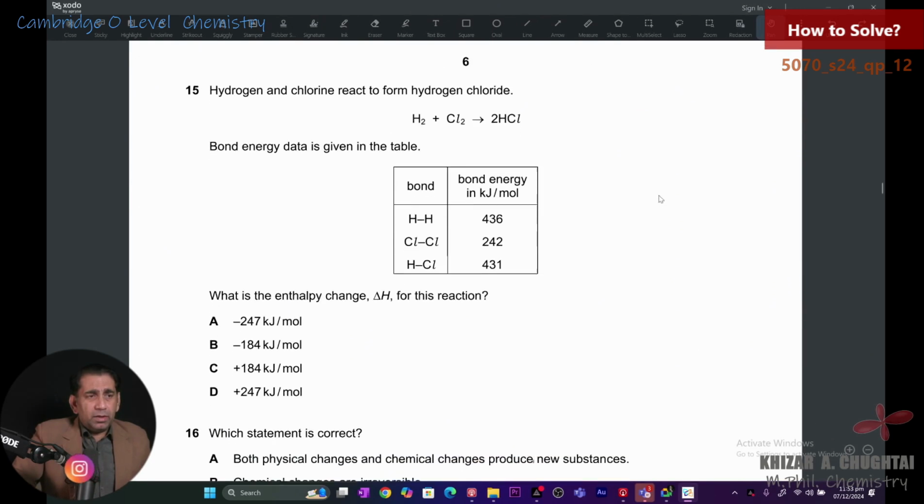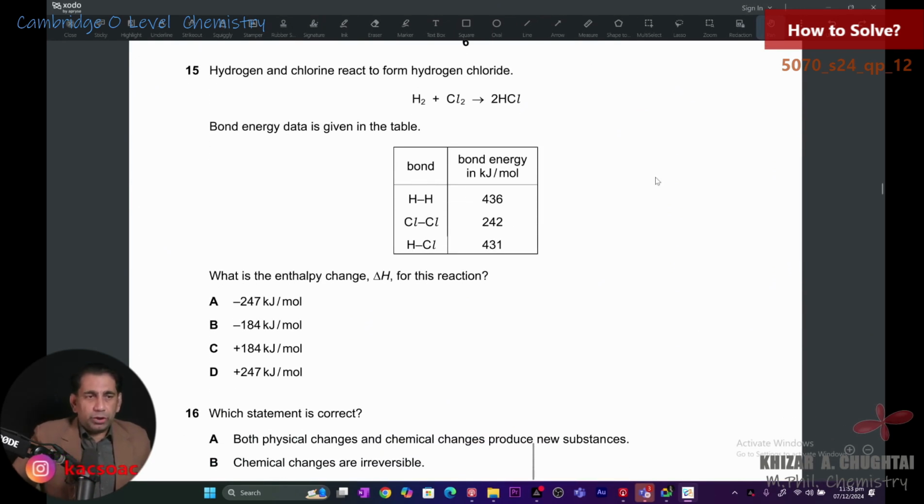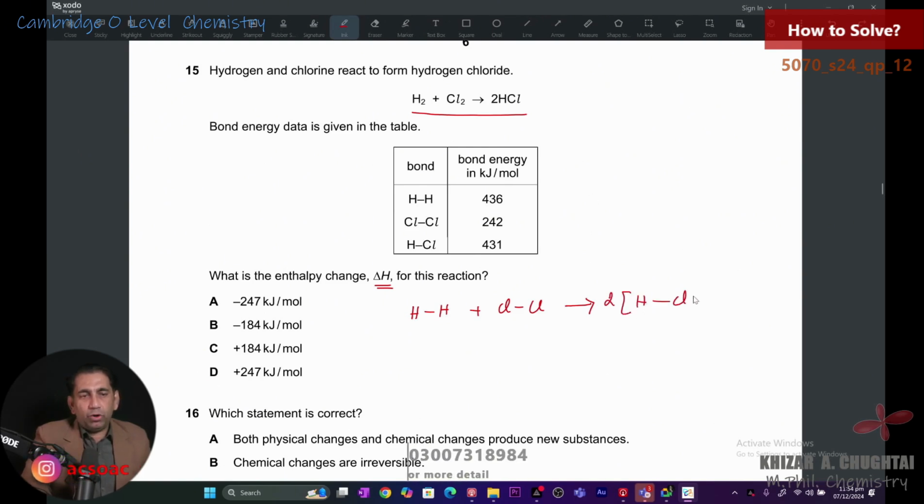Question number 15. Hydrogen and chlorine react to form hydrogen chloride. Bond energy data is given in the table. What is the enthalpy change, delta H, for this reaction? First of all, I'm going to write the Lewis structure for each and every species in this equation. H-H is H2 plus Cl-Cl goes to 2 H-Cl. What is the bond energy of H-H? That is 436, plus the bond energy of Cl-Cl, 242. So here is the sum of total bond energy of the reactants.